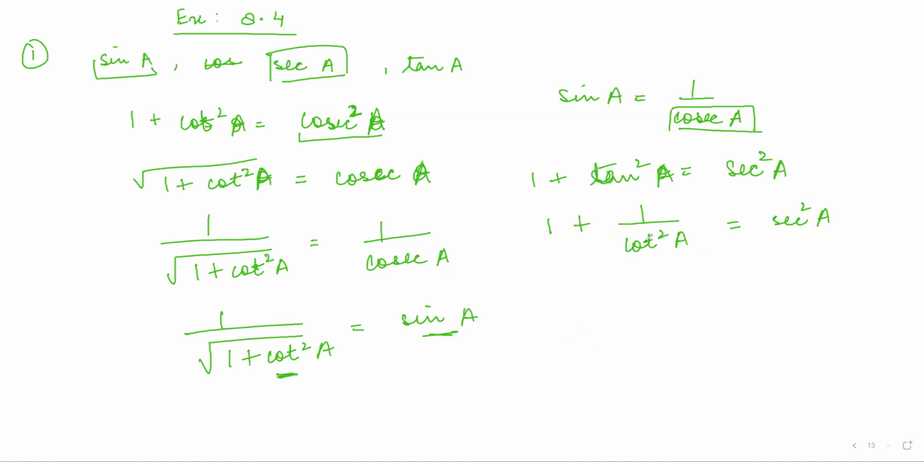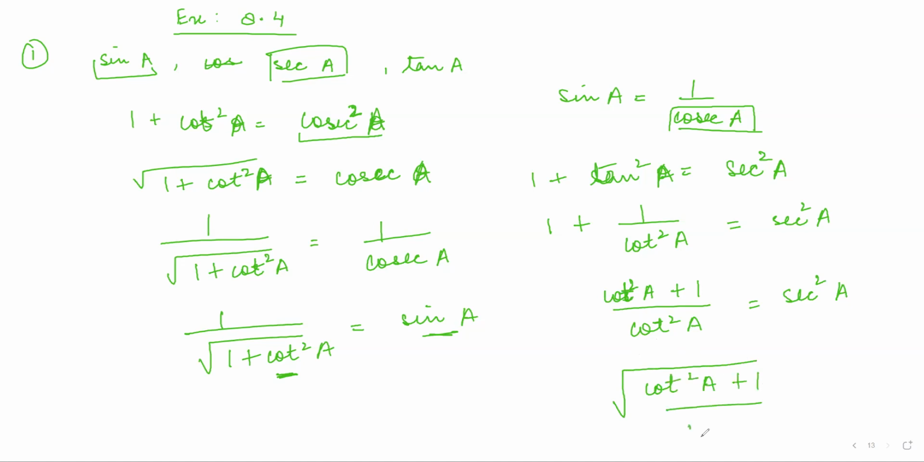So you can take LCM on this side and then under root. This becomes cot square A plus 1 divided by cot square A. Here I've taken LCM on the left hand side, that's it, and then take its under root. Sorry, this is cot, not cos. So under root of cot square A plus 1 divided by cot square A becomes your sec of A. So you can see you have expressed sec in terms of cot, because on the right hand side you have only cot.